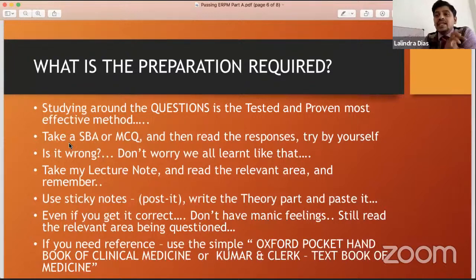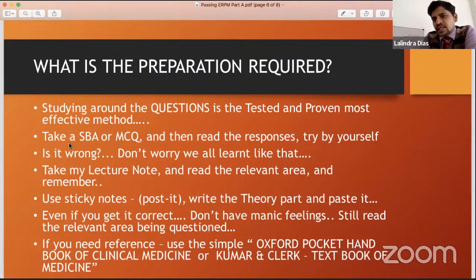So I give plenty of questions in my lectures. You have seen the amount of questions that I have discussed, right? I don't think anyone would discuss this amount of questions. So we do lots of MCQs, lots of single best answer questions. When we take a question, guys, you read the question, and you see what areas have been questioned around that question.